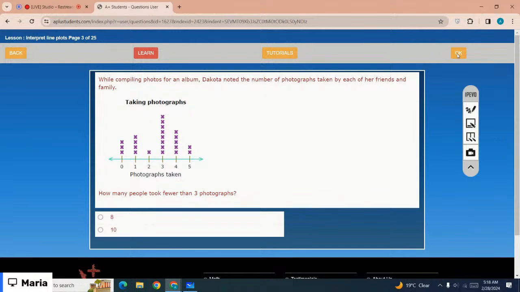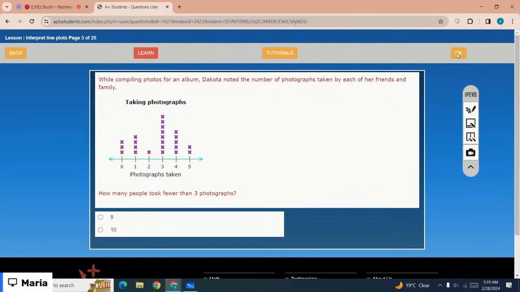While compiling photos for an album, Dakota noted the number of photographs taken by each of her family and friends. How many people took fewer than 3 photographs? So, which is the correct option? Fewer than 3 means 0, 1, and 2, right? So, you need to count all the x that are in the columns 0, 1, and 2, right?